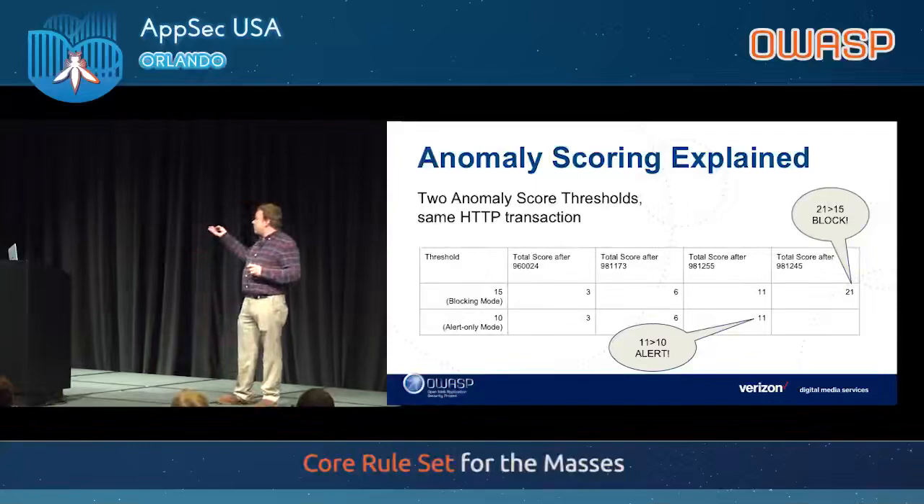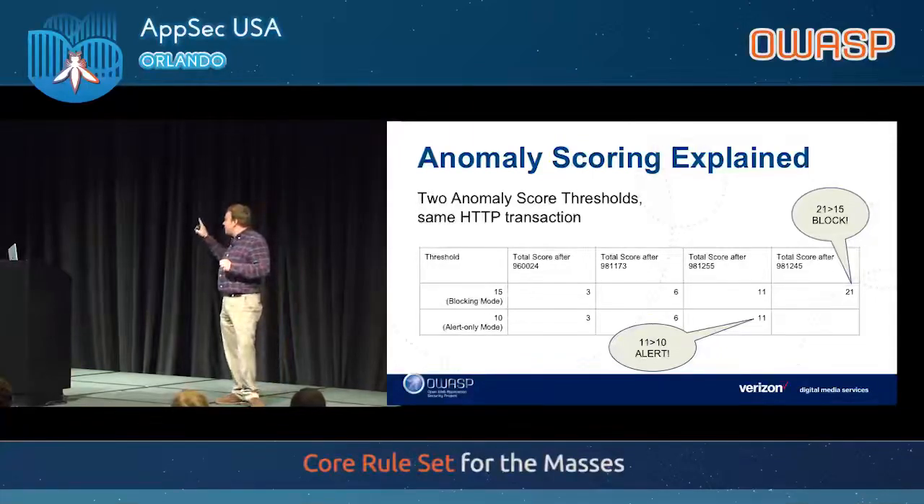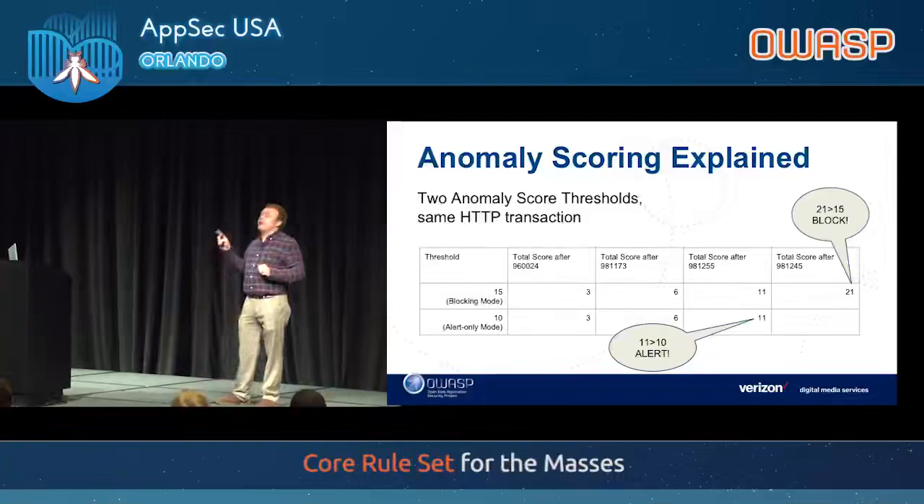Same thing with the alert-only mode with the second request. As you can see, first rule, same thing, hits 3. Second rule fires, hit 6. Third rule fires, hit 11, but our threshold is only 10. So now we are firing on one rule earlier than we are on our blocking profile.